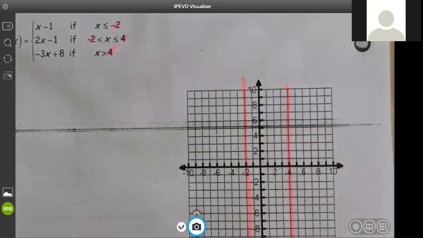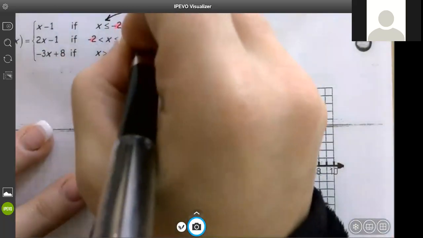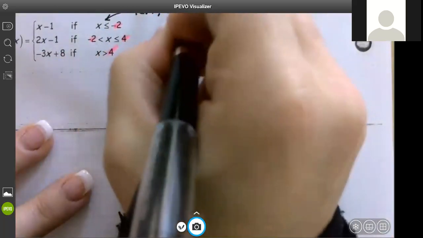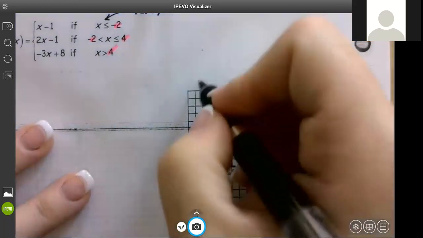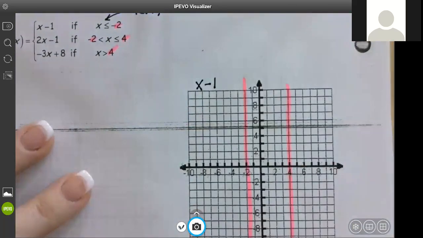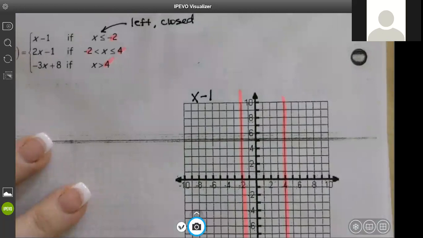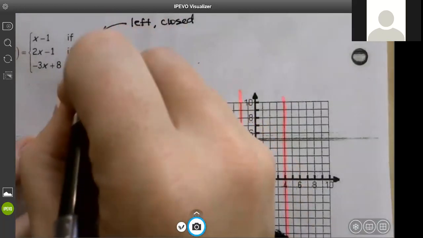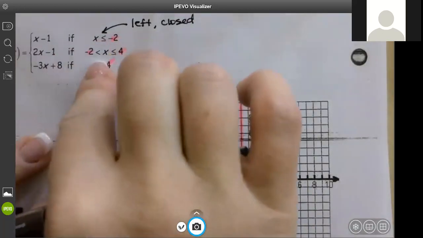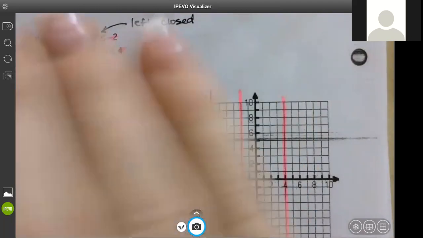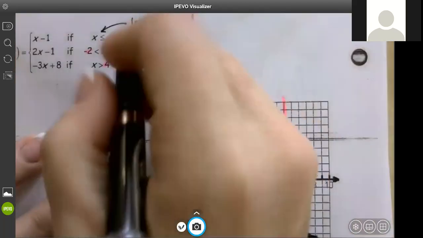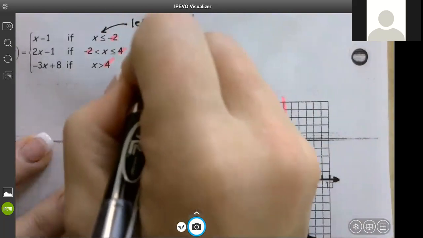It's the same thing we've been doing. We just have 3 functions this time. So the first one points to the left, and it is equal to, so it's closed. So on the left, I'm doing x minus 1. On this one, x is where? It's in between -2 and 4, right? So this is going to go in the middle.